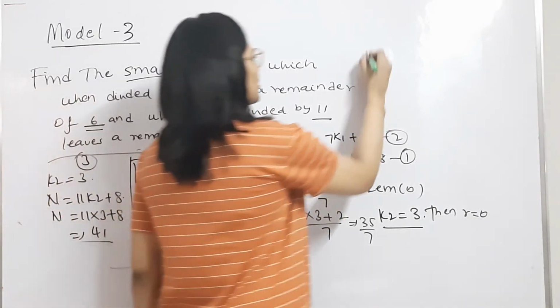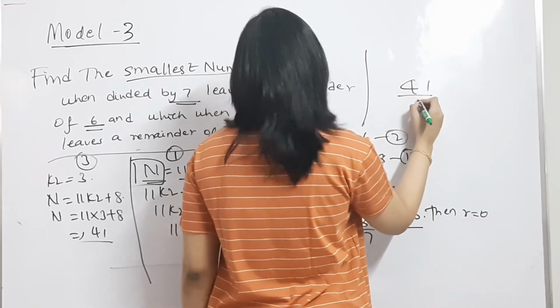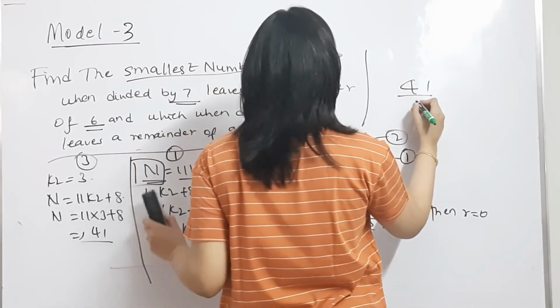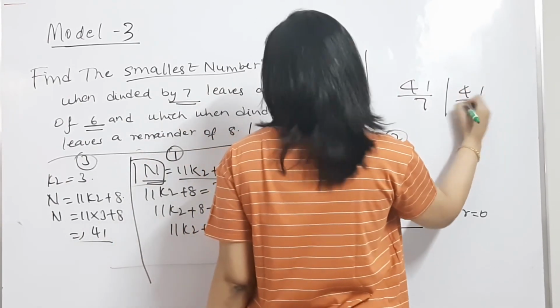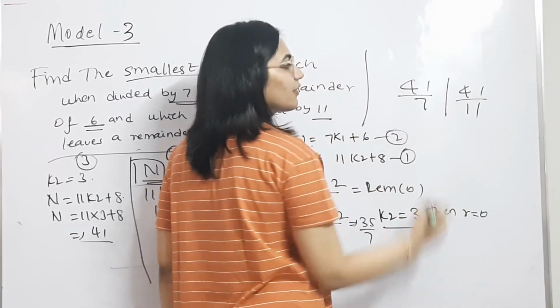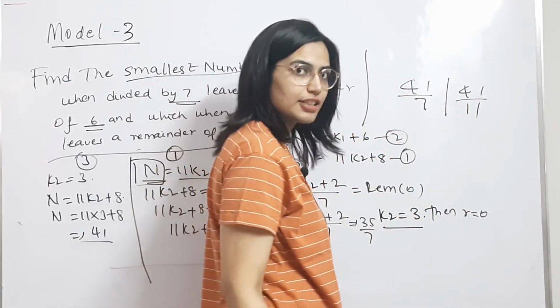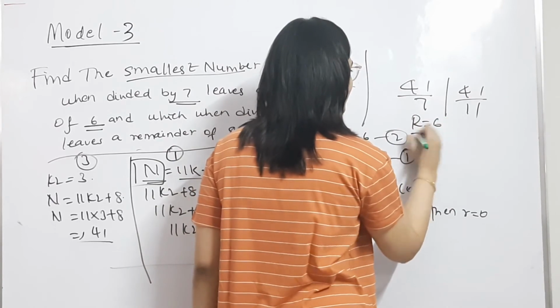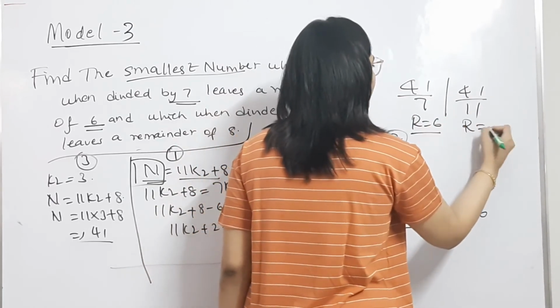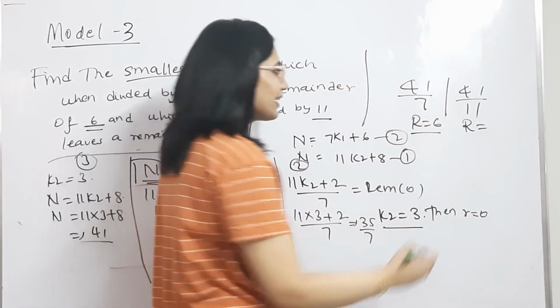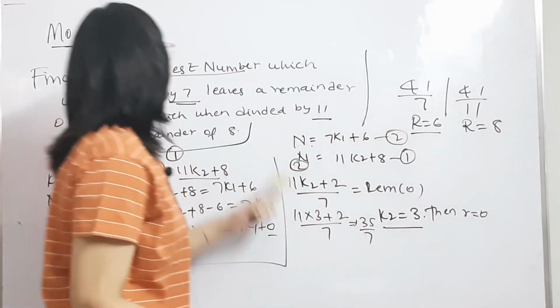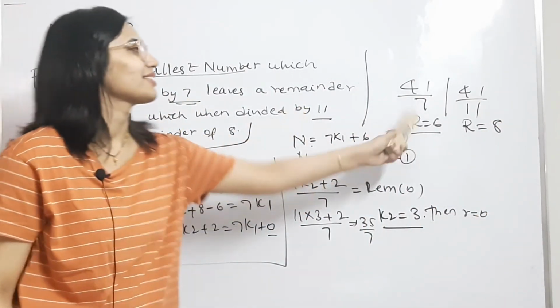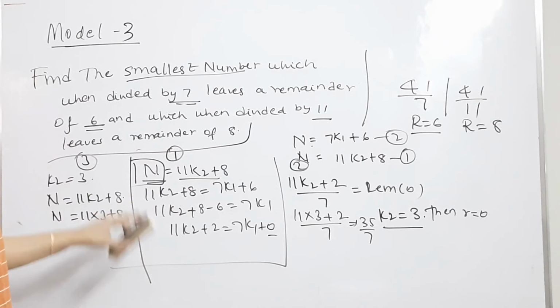Let's check. 41 divided by 7, and then 41 by 11. What is 41 divided by 7? What is the remainder? 7 fives are 35. So, are you getting the remainder as 6? Yes. And this one? Are you getting the remainder as 8? Yes. So, we are getting 7 and 6, 11 and 8 in this. That is how you solve model 3.